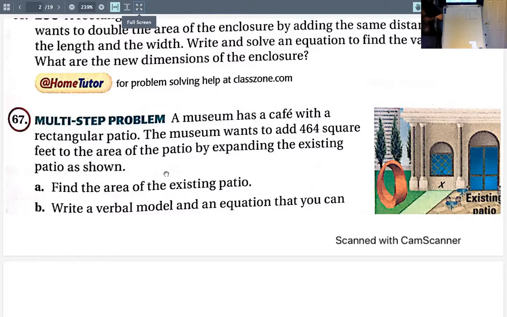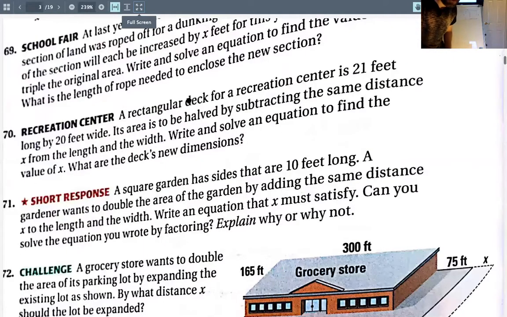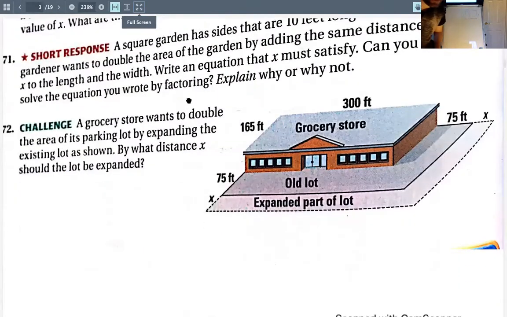School fair, let's see. These are all the same. Oh, here's the one I wanted. Now I remember, the grocery store one. Okay, sorry guys. The grocery store one, number 72, the challenge. Let's all do the grocery store one.